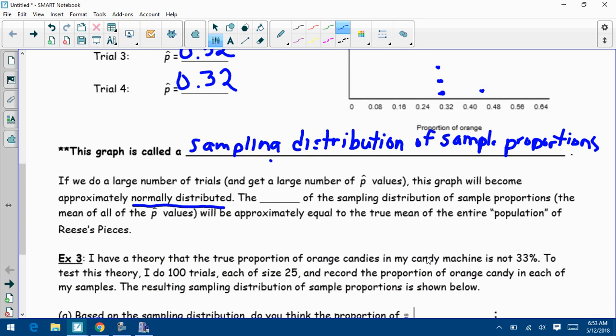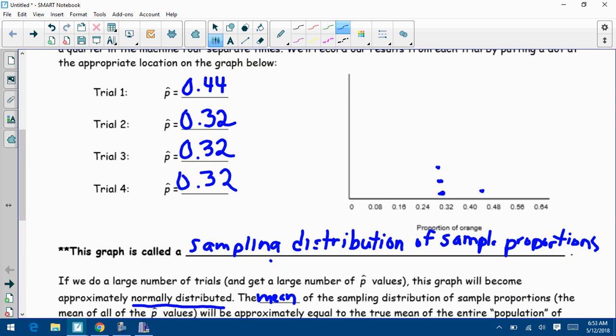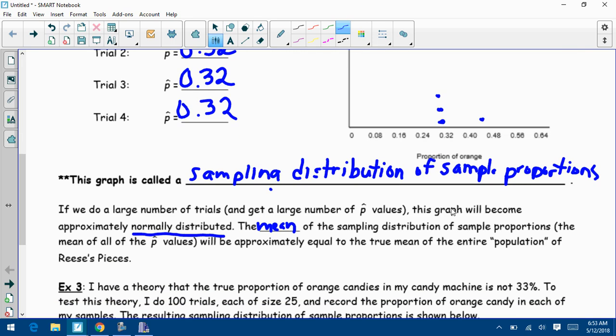Okay, the mean of the sampling distribution of sample proportion, so the mean of all the p-hats, should be approximately equal to the true mean of the entire population of Reese's Pieces. We told the computer that the actual population was 0.33. If I do this a bunch of times, the average of all these dots should land right around that center value of 0.32 or 0.33. So it makes sense that the mean of this sampling distribution should be equal to the mean of the actual number of Reese's Pieces.